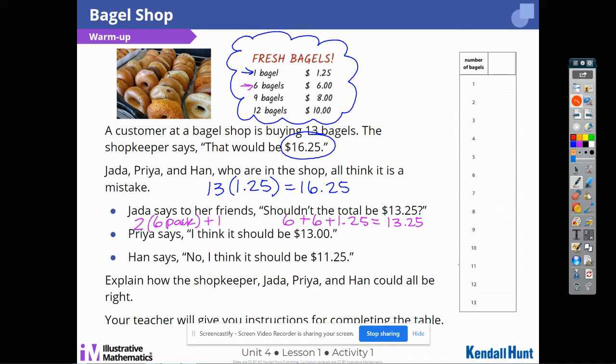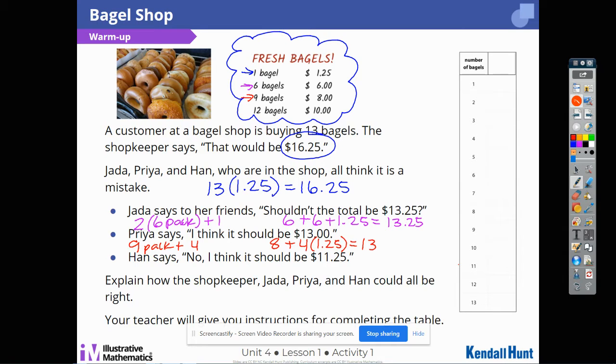And then you have Priya. She thinks it should only be $13. Well, Priya says, oh, looky here. 9 bagels is only $8. So if I buy a 9-pack and then I add 4 more bagels to that, I'm going to only pay $13 because a 9-pack is $8. And then I need 4 more bagels that cost $1.25. So I'm going to pay $13.